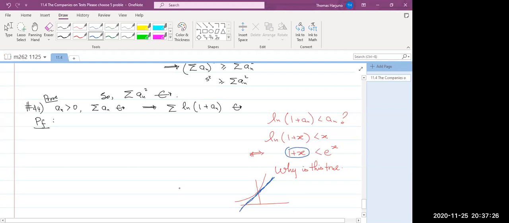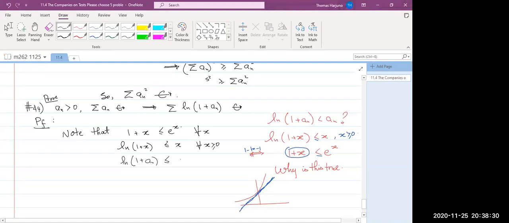Okay, and because natural log is a one-to-one function, this is true. Now because this is true for all positive x, or zero, this is also true. Okay, so let me just use that as a fact. Note that 1 plus x is less than or equal to e to the x. So natural log of 1 plus x is less than or equal to x for every positive x. Of course that will also be true for natural log of 1 plus a sub n, which must be less than or equal to a sub n.